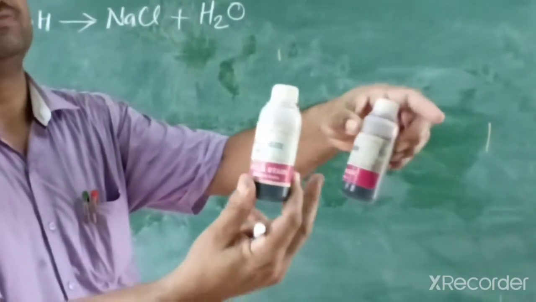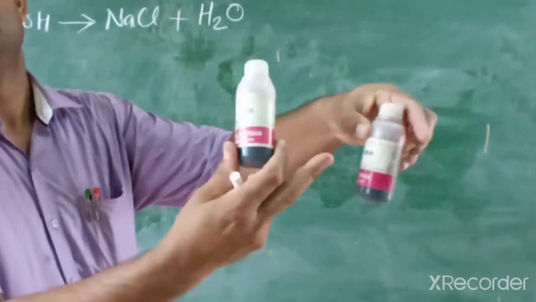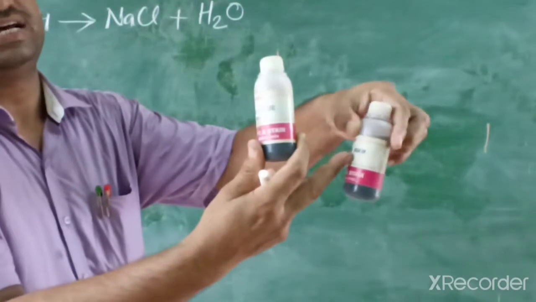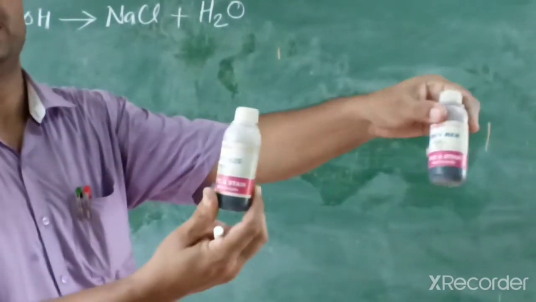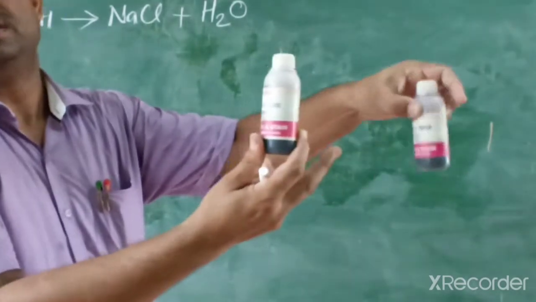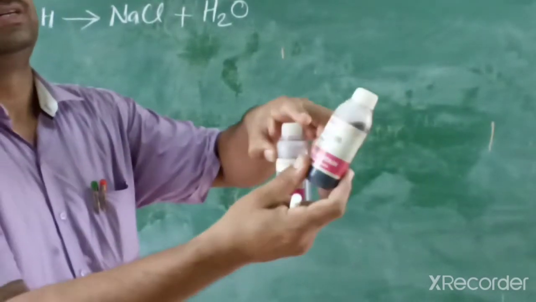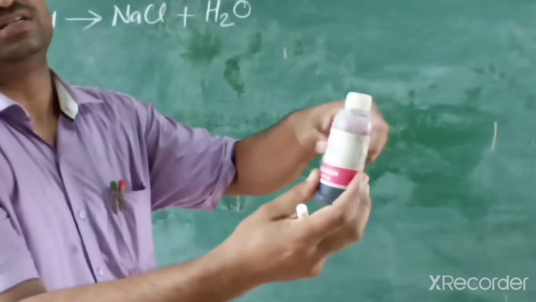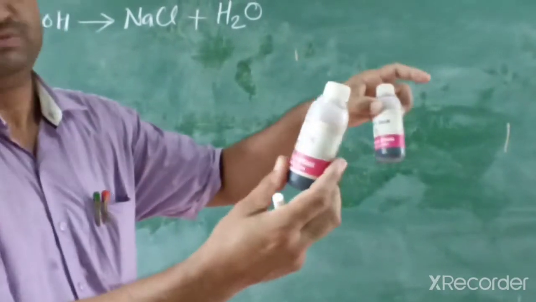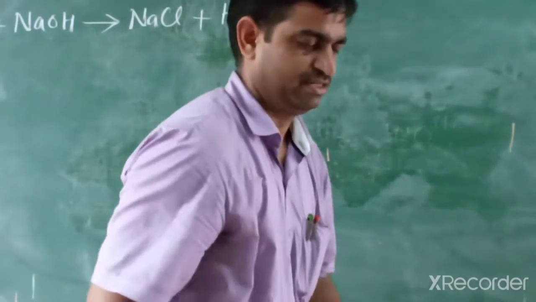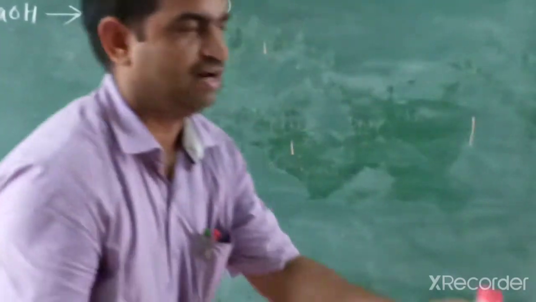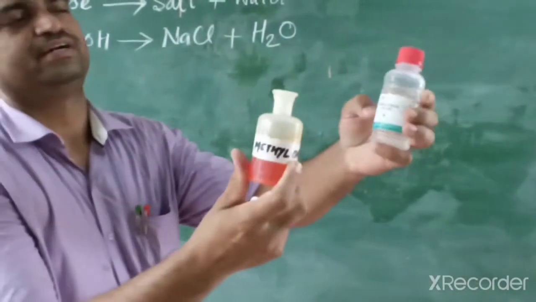We can easily identify this by their letters. Acid, A-C-I-D, in red, the last alphabet is D. So it is easy to identify. We studied this earlier and are only revising. In base, the color changes into blue, and in acid, red. These are natural indicators. Other indicators are synthetic indicators.